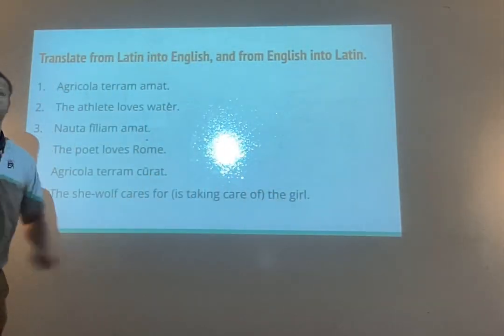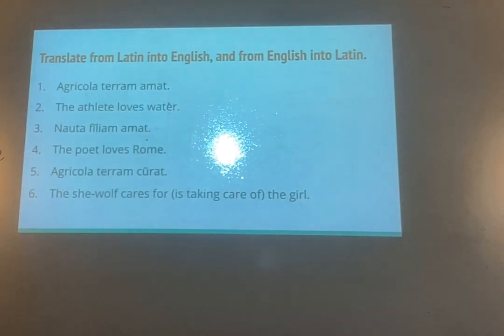The poet loves Rome. Do the same thing. Write it in English, label it, and then translate it. You guys will come to a point where you won't have to label it. You'll understand quickly. But this is just a surefire way to make sure you're getting your jobs right.